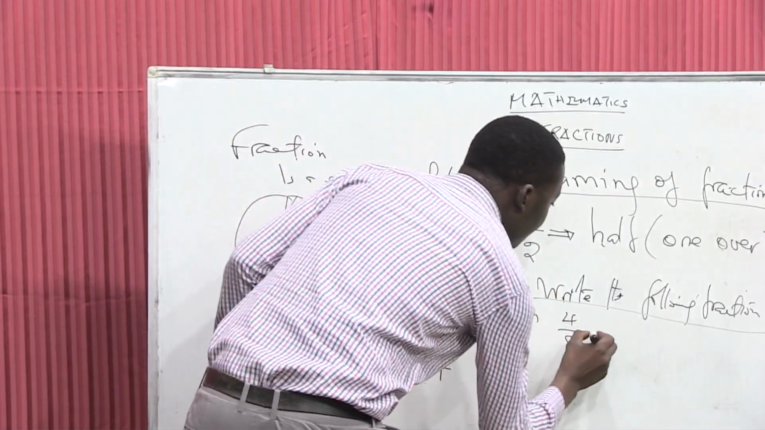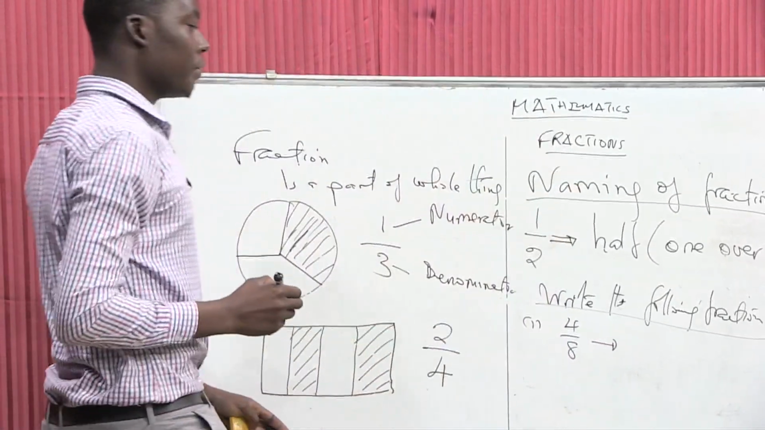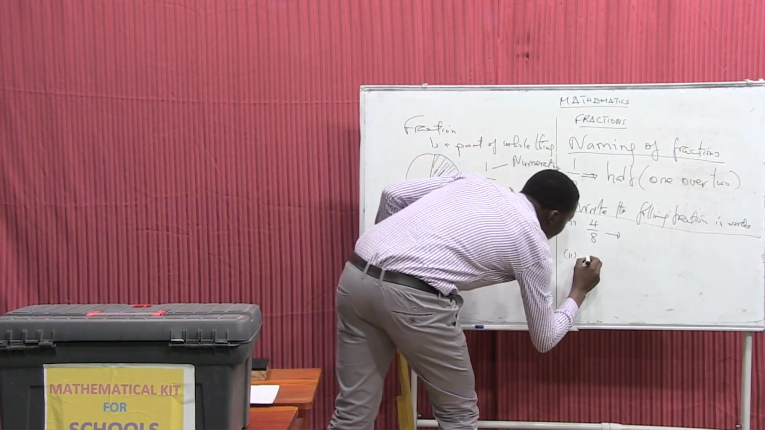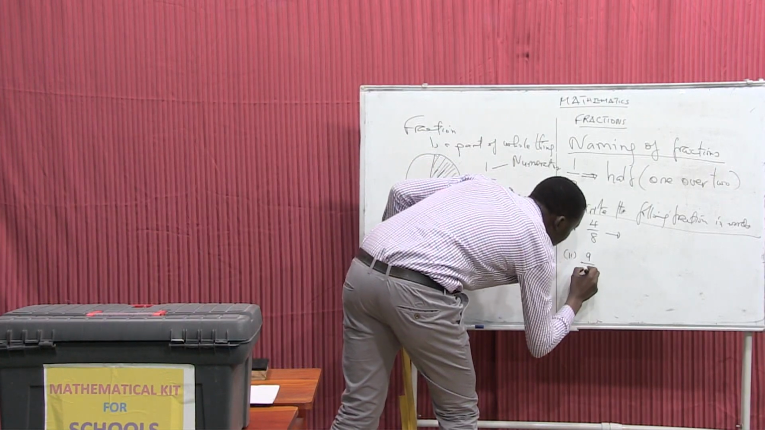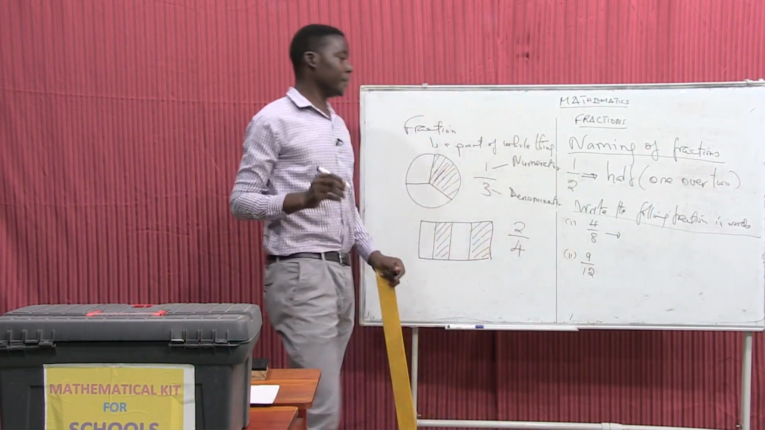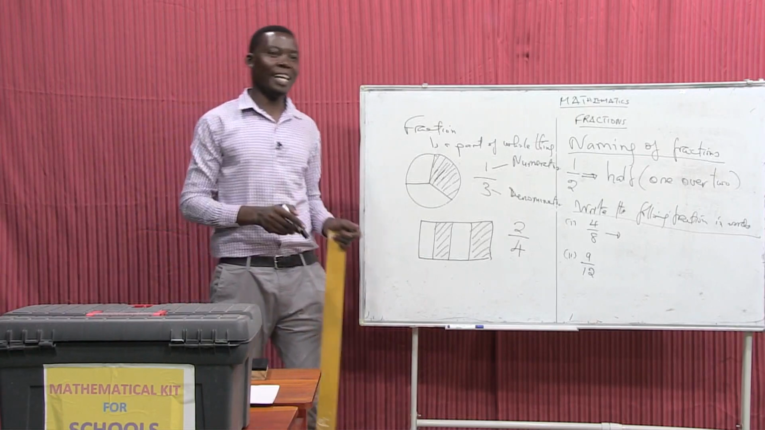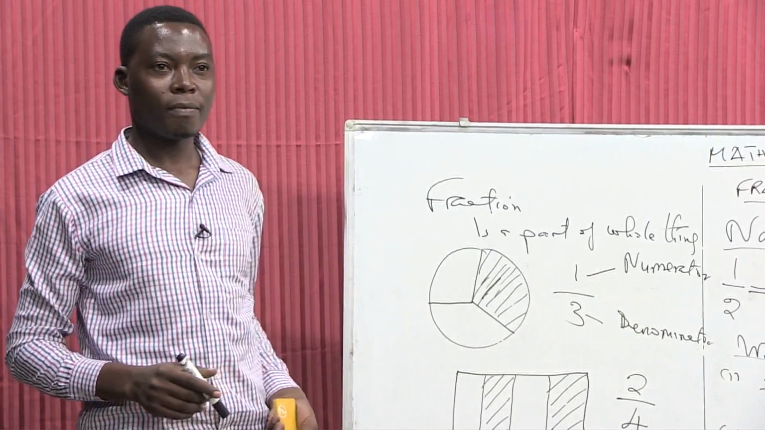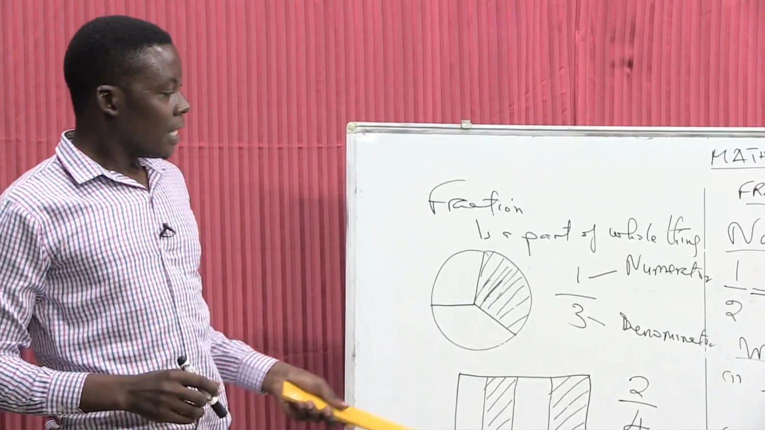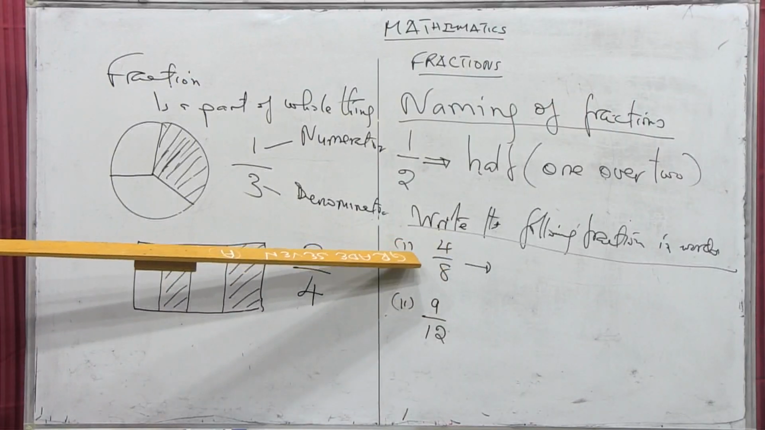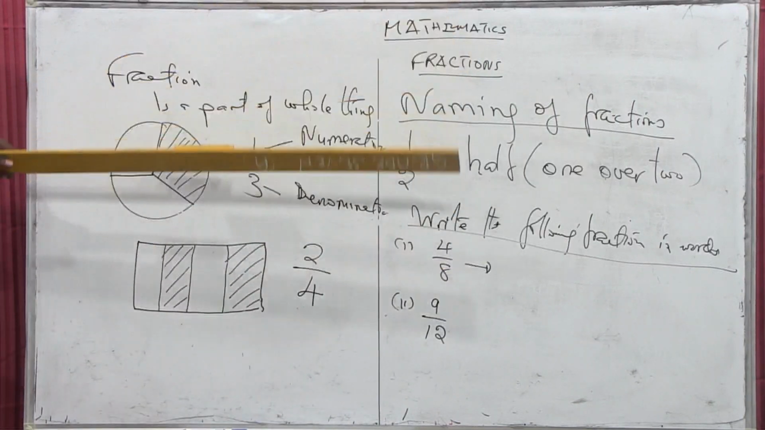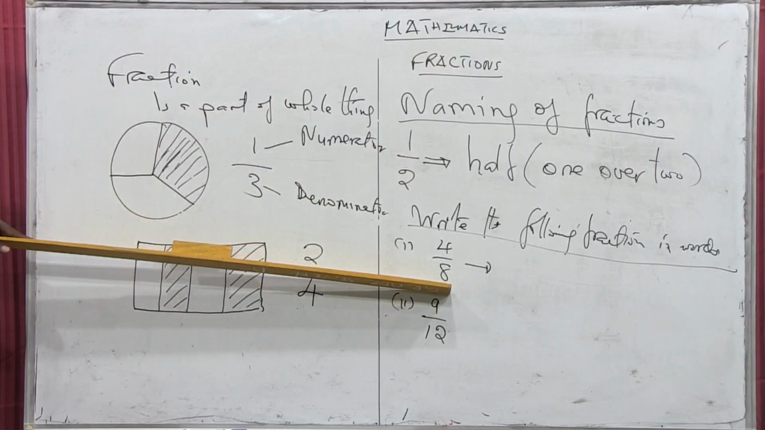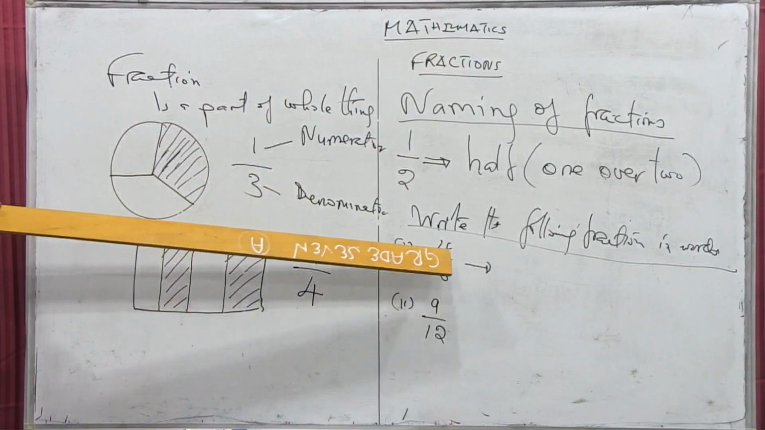4/8. How do you write this one in words, or how do you call it? Now you may try. How do you read this one? This is 4. Then we have this segment separating the upper number, which is 4, and the lower number, which is 8. Now, how do you call this fraction?